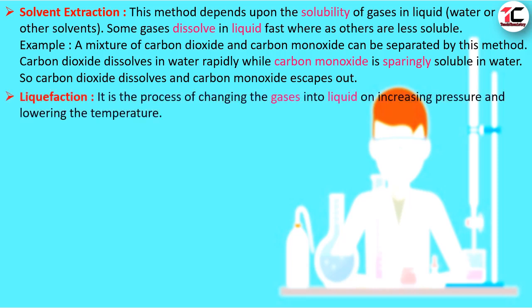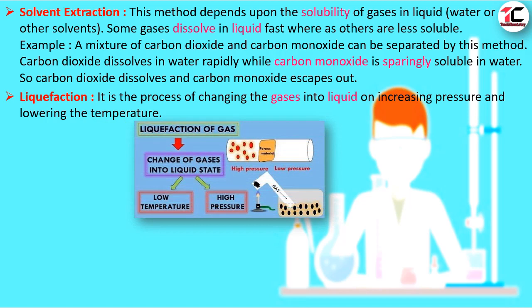Let us see the next method. It is liquefaction. It is a very important method to separate a gas from a gas mixture. What is liquefaction? It is the process of changing gases into liquid by increasing pressure and lowering the temperature. Let us see in the diagram. Here is the liquefaction of a gas.